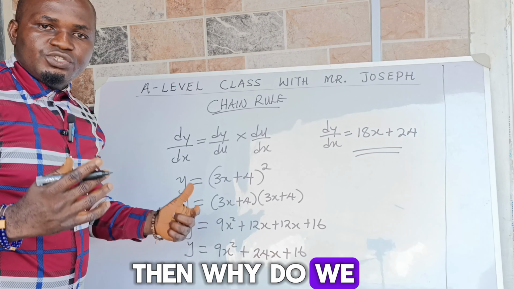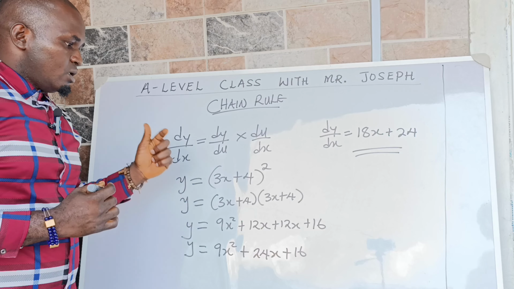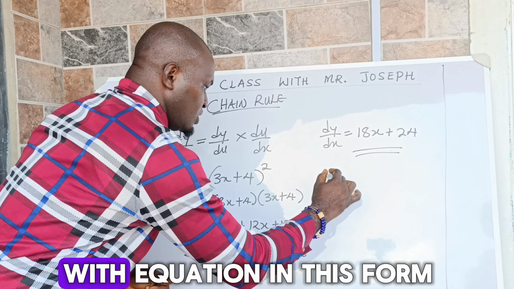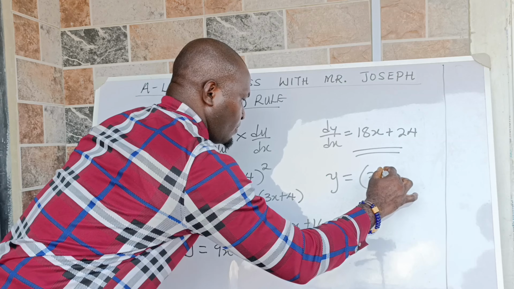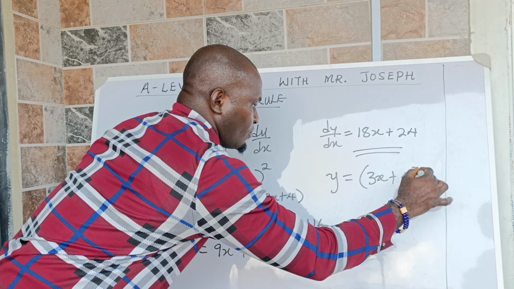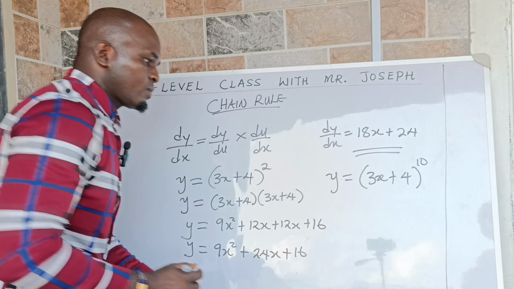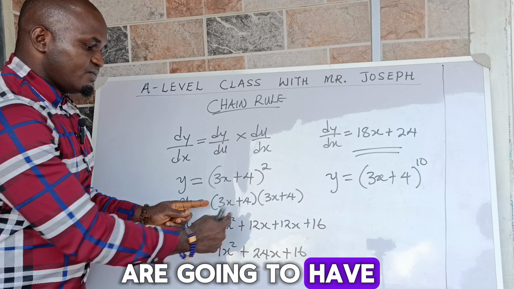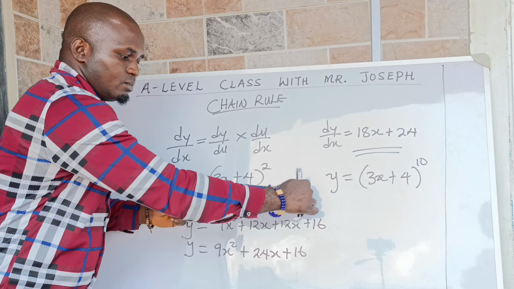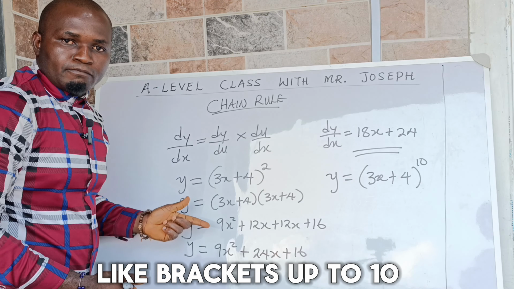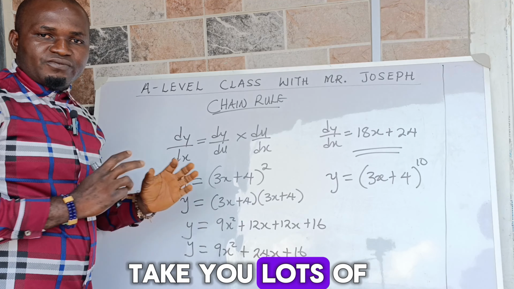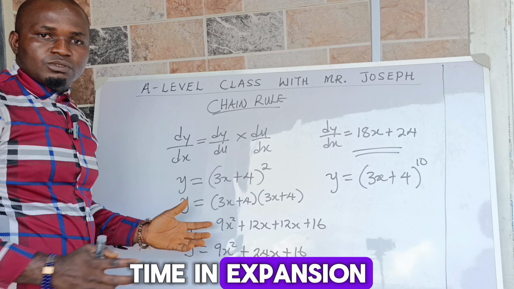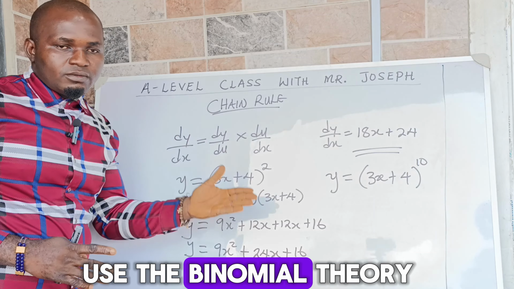Then why do we use chain rule? Suppose you are confronted with a question in this form. Does it mean you are going to have more than 2 brackets, like brackets up to 10? You see, that will take you lots of time in expansion, except you want to use binomial theorem.